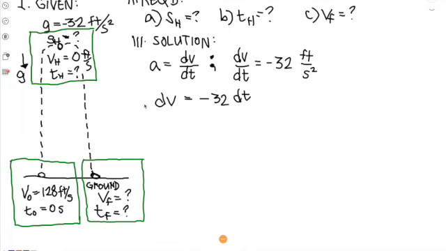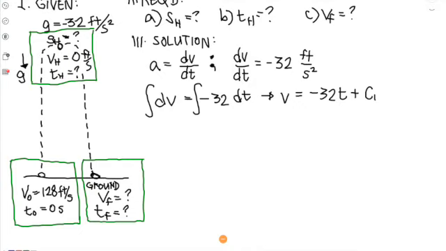Okay, so let's integrate this one, antiderivative. So v would just be equal to negative 32 t plus the constant of integration. Let's call it c1, since we will be needing to integrate that once more, and we will have a second arbitrary constant.